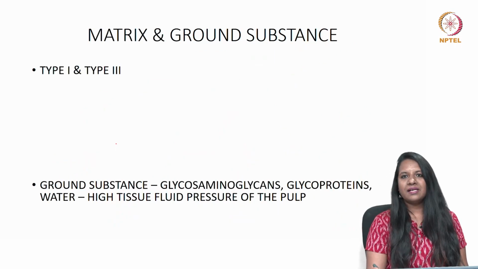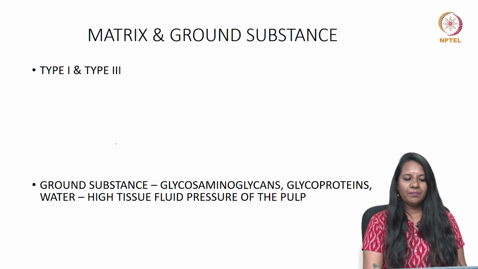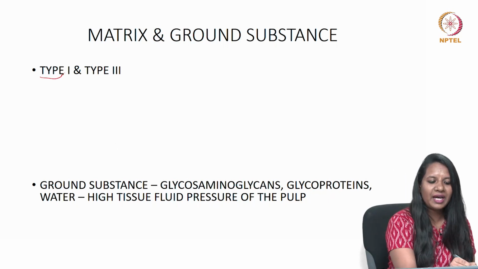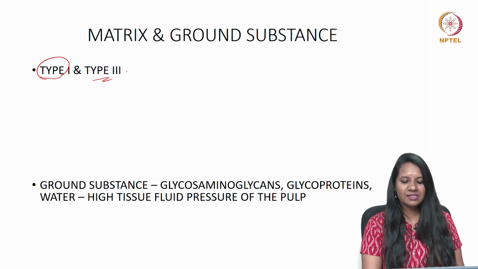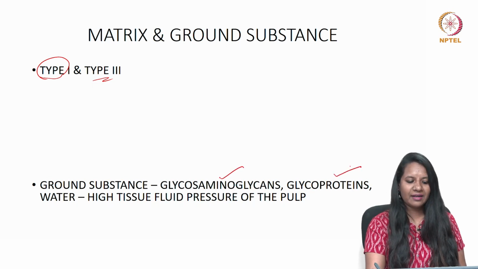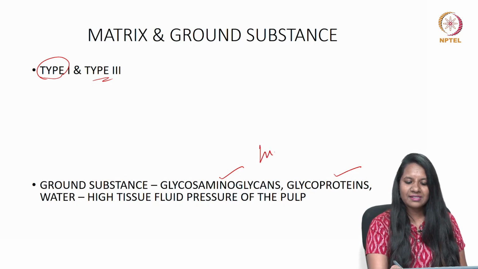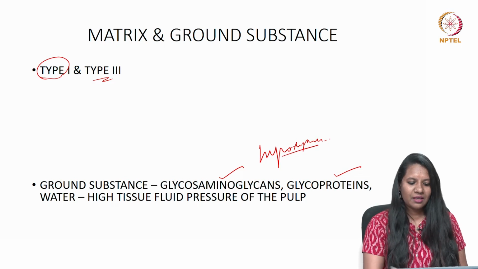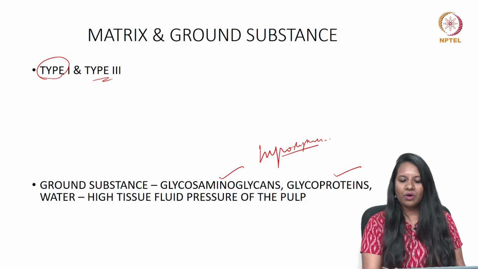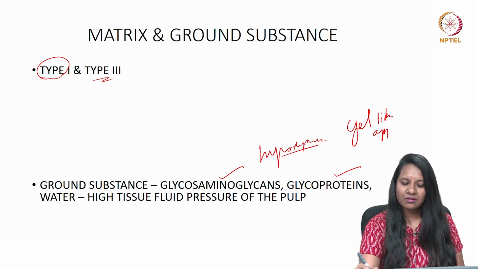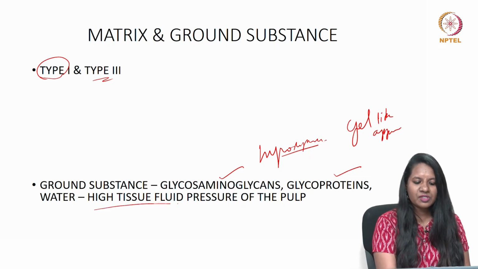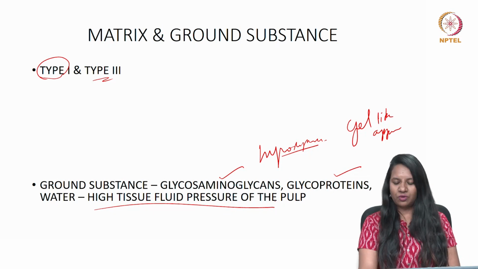Moving to matrix and ground substance. Pulp consists mainly of type 1 collagen and traces of type 3, and the ground substance consists of glycosaminoglycans and glycoproteins. Since the glycosaminoglycan is hydrophilic, it will take up the water and gives a gel-like appearance, and it is responsible for the high tissue fluid pressure of the pulp.